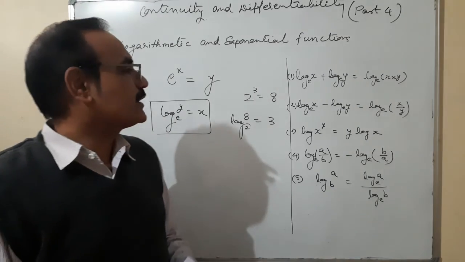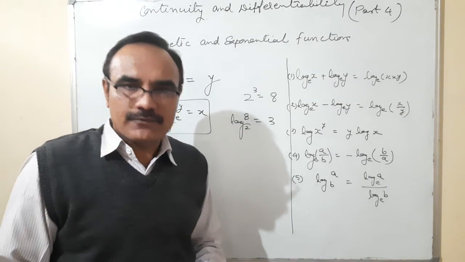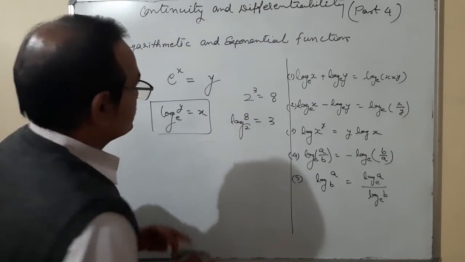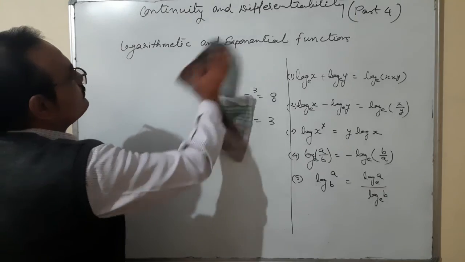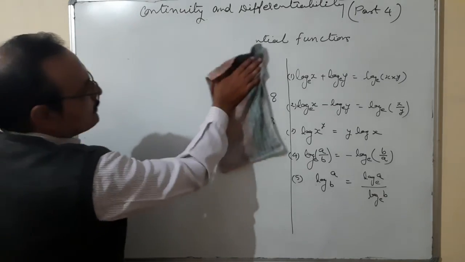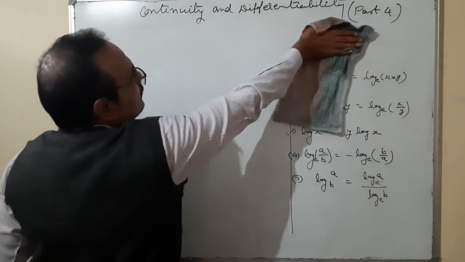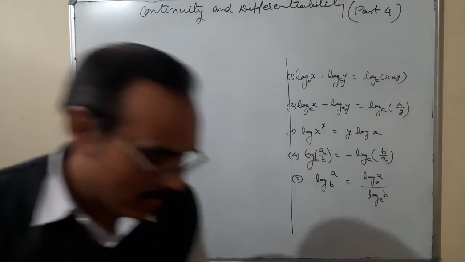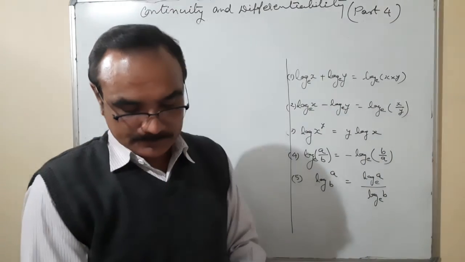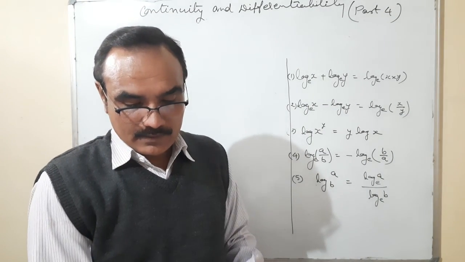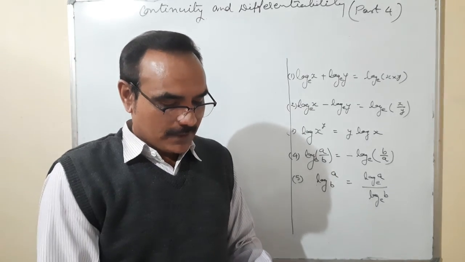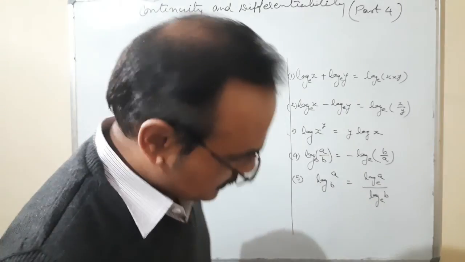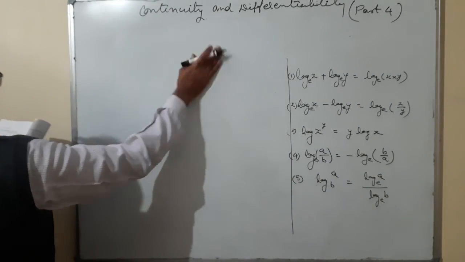We are using these rules and will solve the questions. That means we are finding the differentiation also, using these logarithmic terms. Based on this, the questions are given from exercise 5.4. So we are discussing some questions from this exercise 5.4.